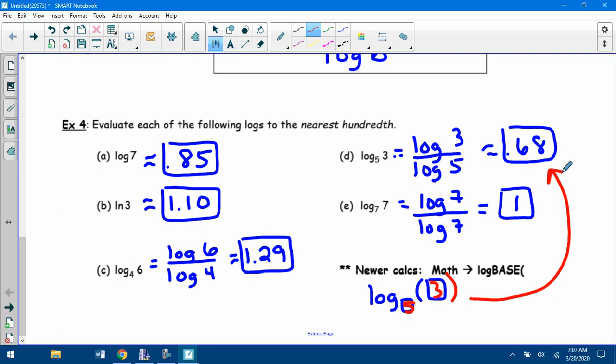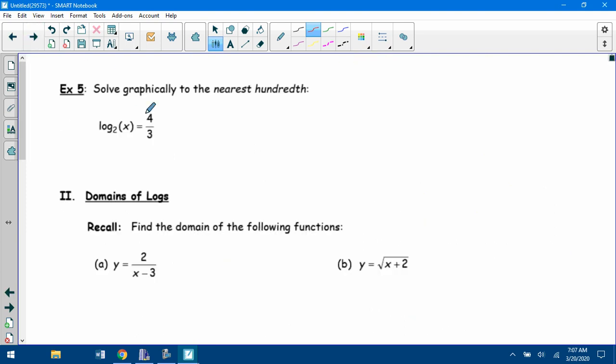Okay? All right, let's go over to the back. A couple more things we're talking about today. Solve graphically to the nearest hundredth. So I know you could solve this algebraically. If you wanted to solve it algebraically, what could you do? You could exponentiate by 2. You'd get 2 to the 4/3. But there is one on the homework tonight that you can't solve algebraically.